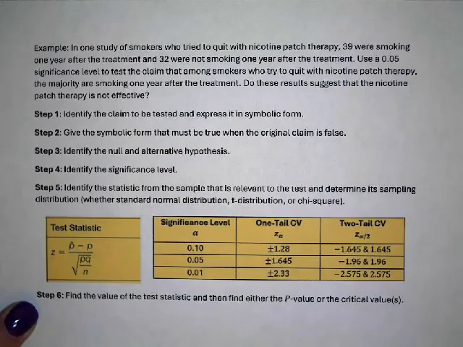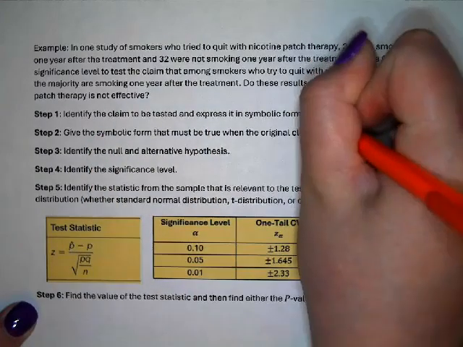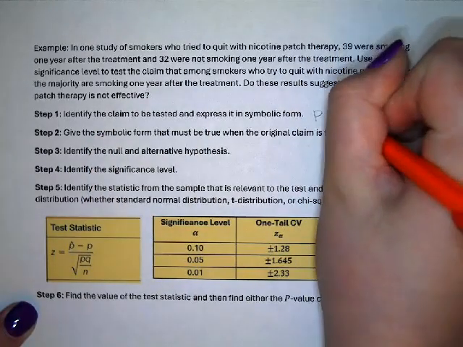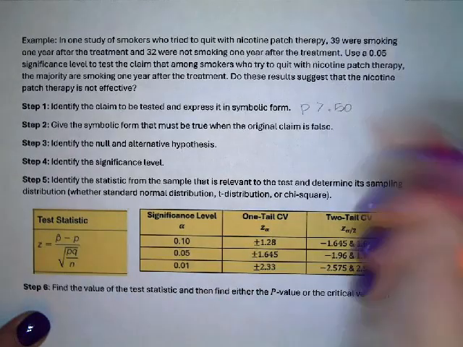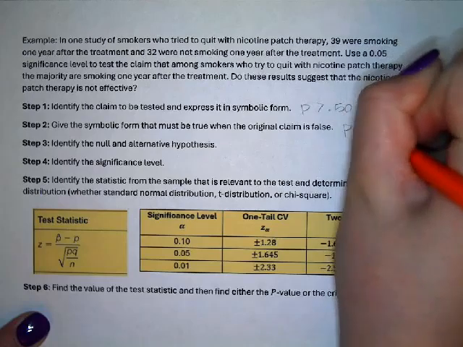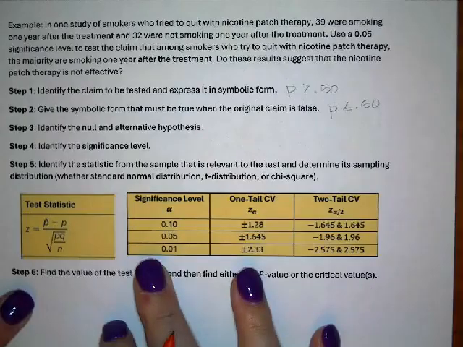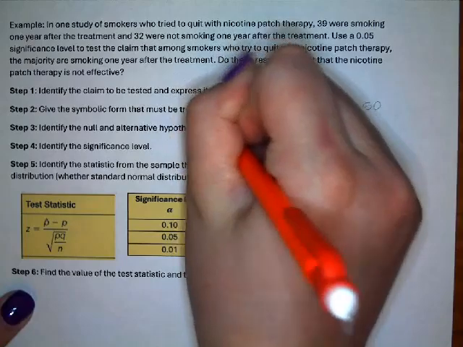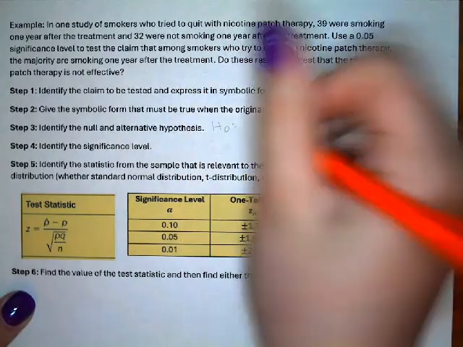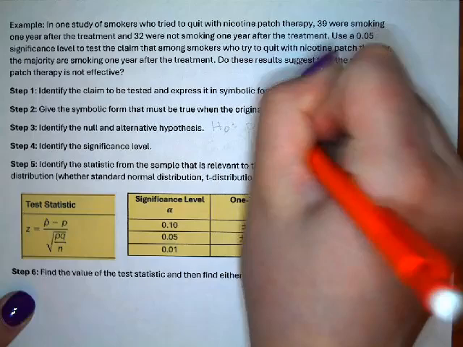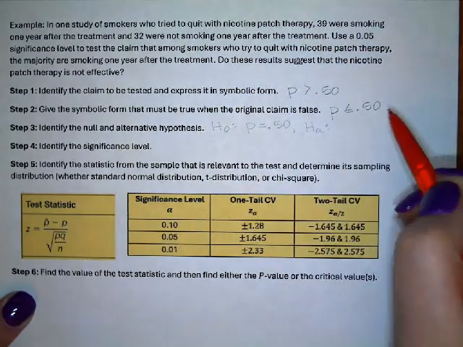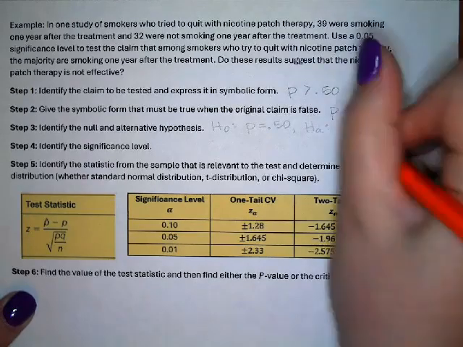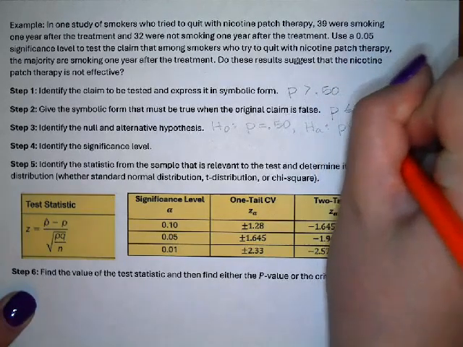So the claim that's to be tested is that the proportion of people smoking 1 year after nicotine patch therapy is greater than 50%. And the direct opposite of that would be that the proportion is less than or equal to 50%. So the null hypothesis is always the one that has the equal sign, so that the proportion is exactly equal to 50%. And the alternative hypothesis is whichever one did not include the equal sign, so that P is greater than 50%. The significance level that was given is 0.05.